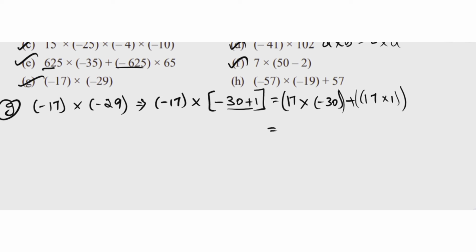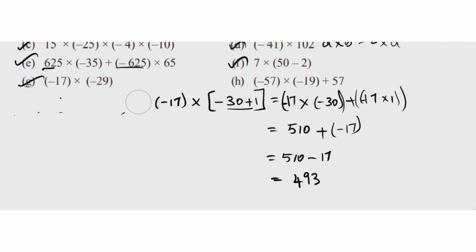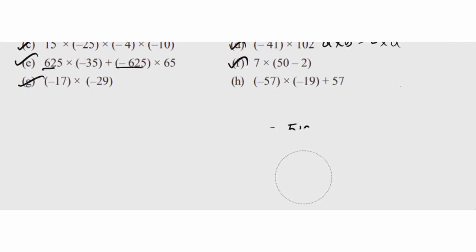So 17 multiplied by minus 30. Sorry, here I have made a small mistake. Minus 17, okay. So minus 17 multiplied by minus 30, I get 510, plus minus 17 into 1 is minus 17. So I get 510 minus 17. So my final answer here is 493 after subtracting. So we have used the distributive property here. I hope you understand, right? Now we can move on to the H bit. Okay, so our H question is given here.